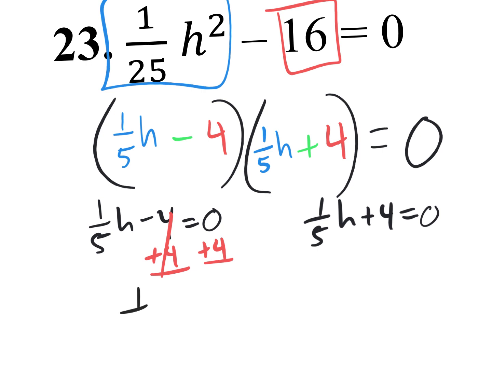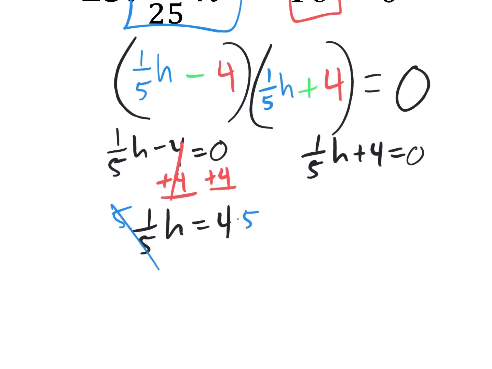That'll be 1/5 h equals 4. Final step would be to get rid of the fraction 1/5. And you could get rid of 1 divided by 5 by doing the opposite of dividing by 5, which would be multiplying by 5. So if you multiply by 5, that'll cancel out. But what you do to one side, do to the other, multiply by 5, and you'll end up with h equals, or 1h equals 20.